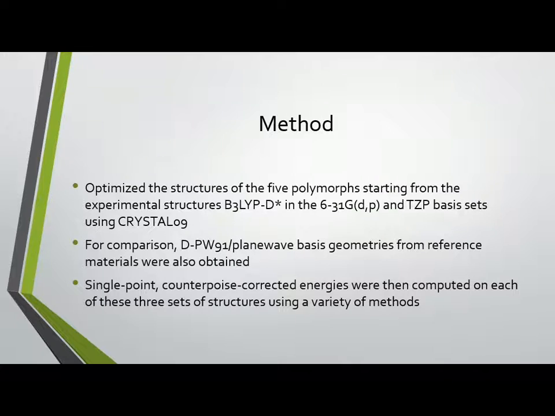So, some methods they did. They optimized the 5 polymorphs starting from the experimental structures using B3LYP-D with 2 basis sets, using the CRYSTAL17 program. For comparison, they also used DFT PW91 plane wave basis geometries from reference materials to compare. And on all of these geometries, single point counterpoise corrected energies were then computed using a variety of methods.